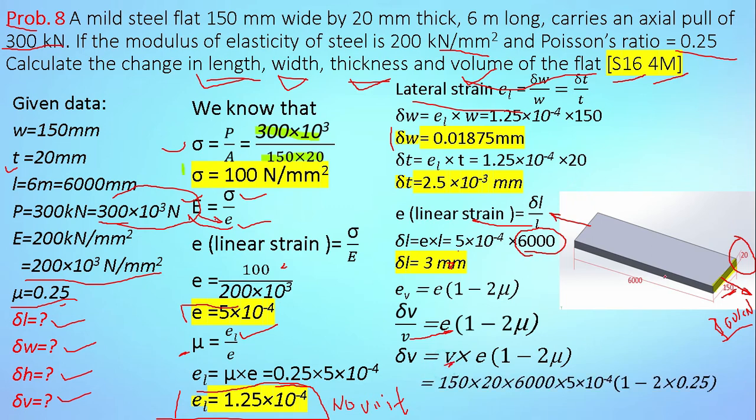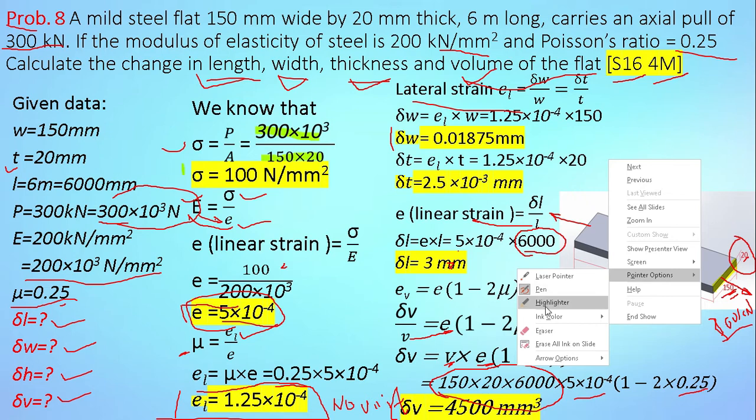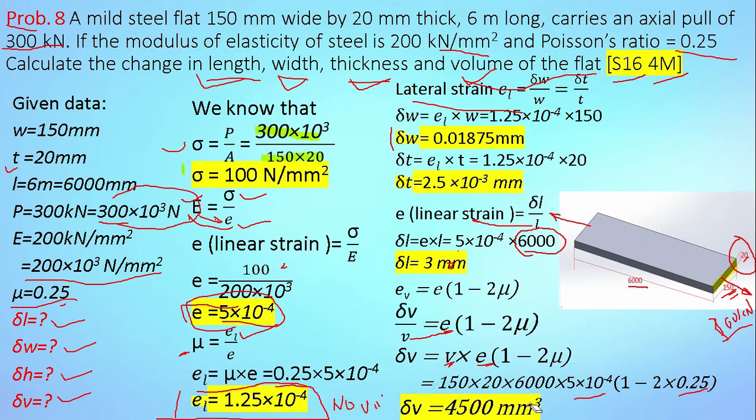V is the volume of this flat: 150 multiplied by 20 multiplied by the length 6000. So 150 multiplied by 20 multiplied by 6000 gives the volume of the flat. The value of linear strain is 5 into 10 raised to minus 4, multiplied by 1 minus 2 mu, where this is the value of mu. So our final answer: change in volume is equal to 4500 mm cube.